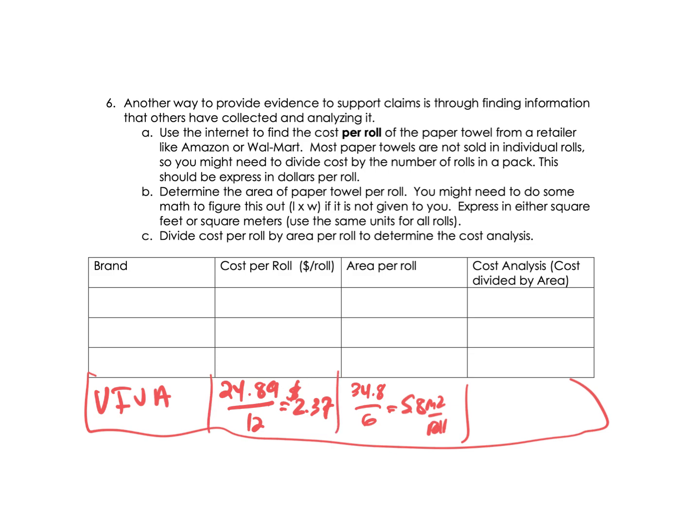The last thing we have to do is cost divided by area. Cost is 2.37, area is 5.8, so I'm going to do that. That gives me a cost analysis of $0.41 per meter squared, and there's my answer. Again, the bigger this number, the more expensive the paper towel is. The smaller the number, the less expensive it is. Those are the things you need in order to complete the lab. Good luck. Have fun.